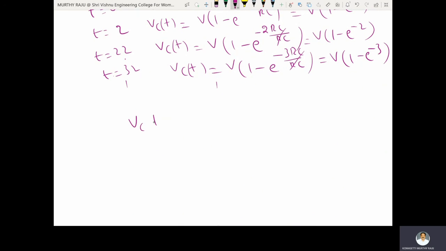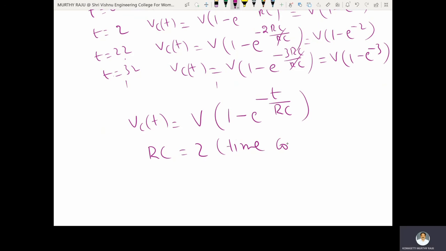At any instant of time, the voltage is Vc of t is equal to the supplied voltage V into 1 minus e power minus t by RC, where RC is equal to tau, the time constant of the circuit. With this, the derivation is completed.